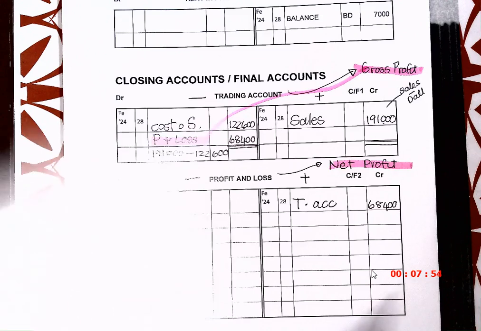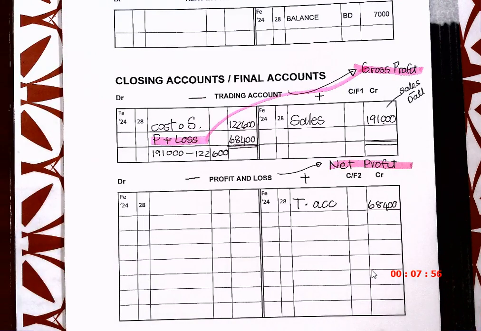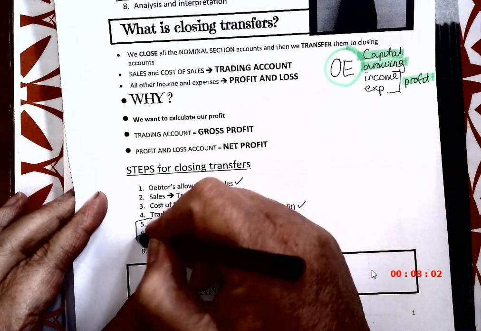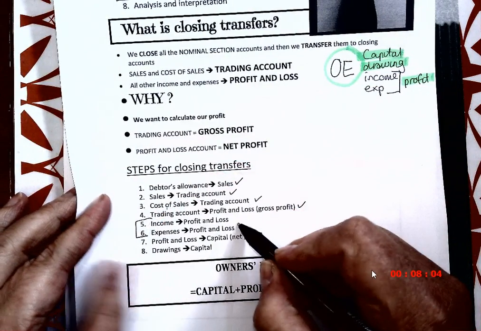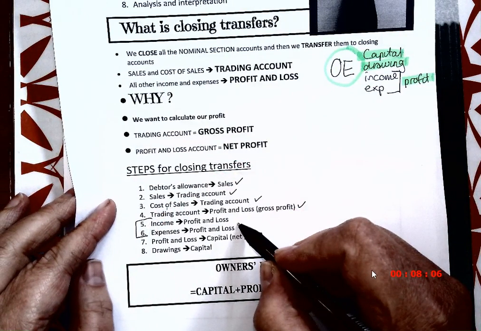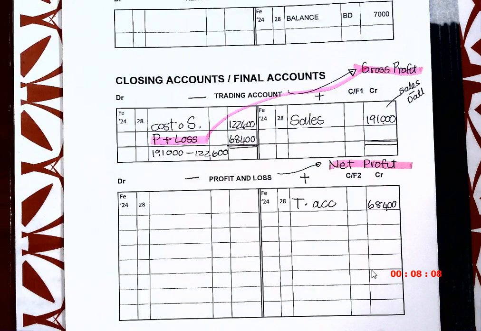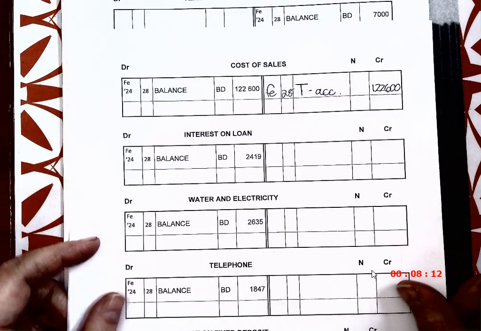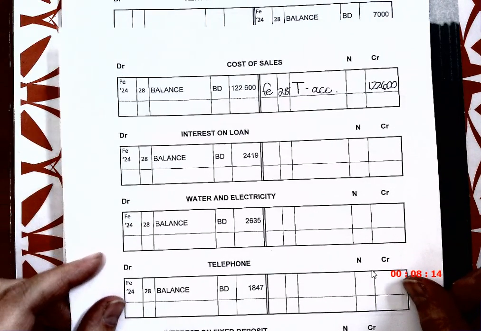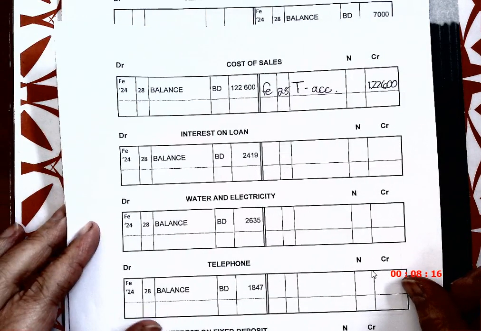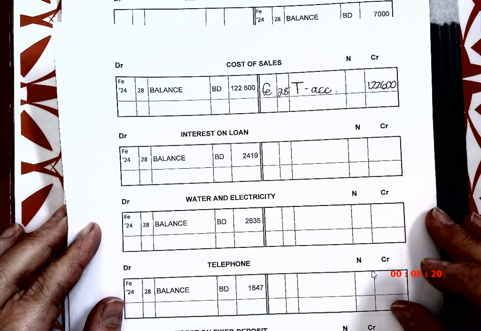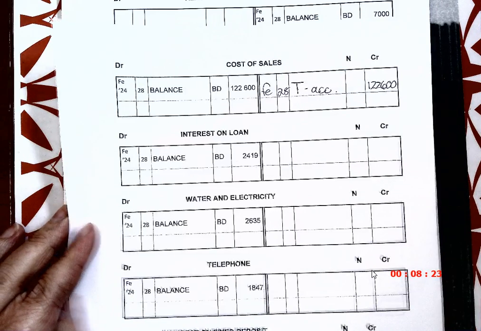So next one. Next they say, and we're somehow going to do the next two together. We're going to close all the income and expenses to the profit and loss. Okay? So, if I start here, the first one I see is interest on loan. Is this an income or an expense? How do I know it? How do I know it's an expense?